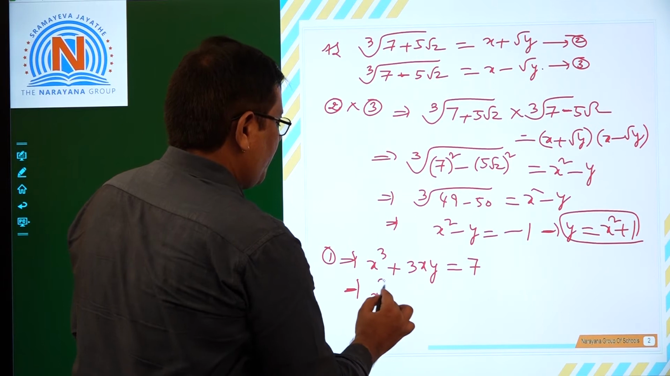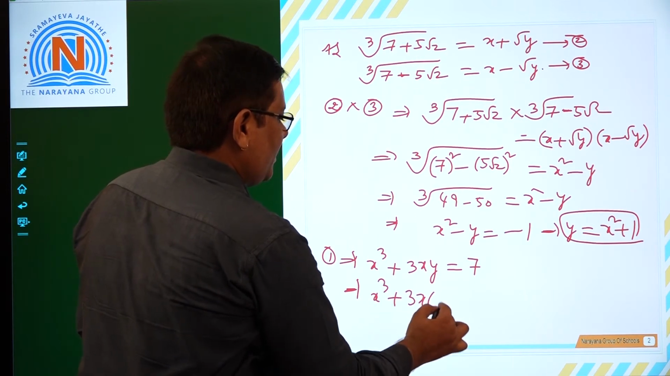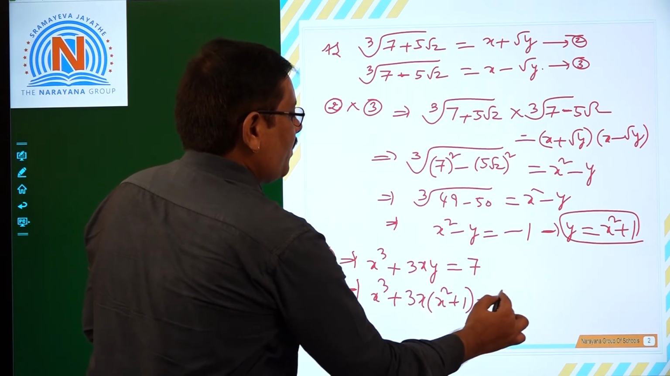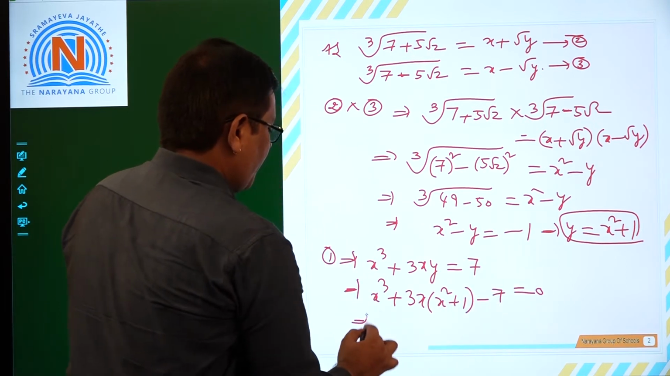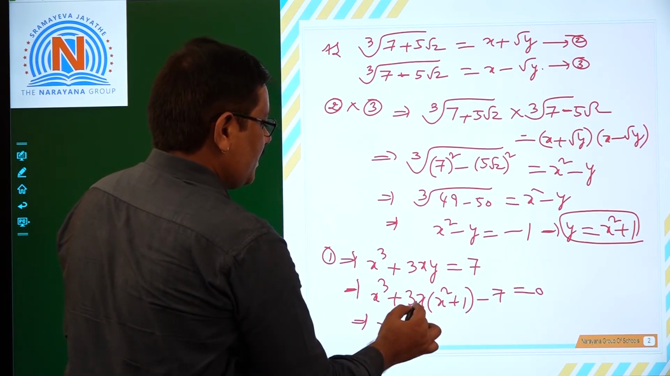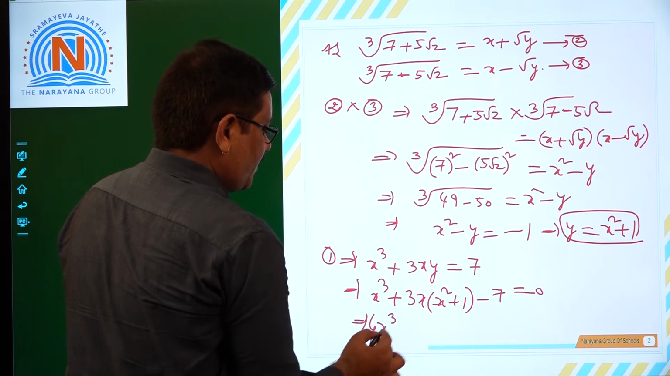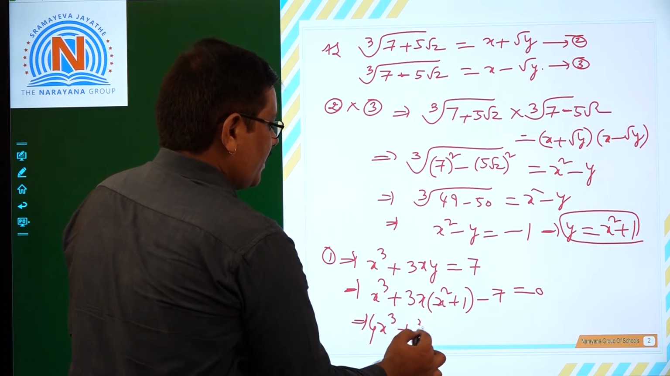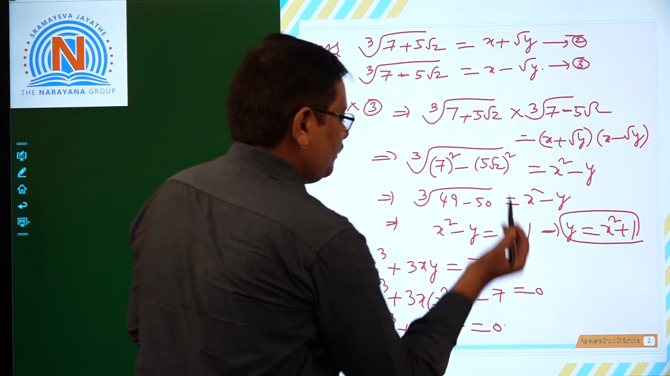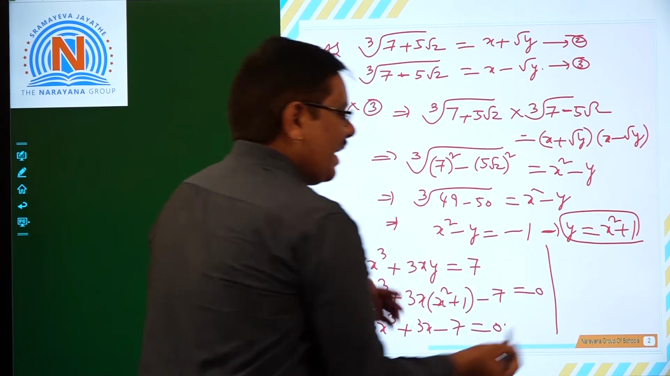That implies x cube plus 3x times of y, that is x square plus 1, minus 7 is 0. That implies x cube plus 3x cube here. So overall it is 4x cube plus 3x minus 7 is 0. Okay, now we have to solve this for x value.